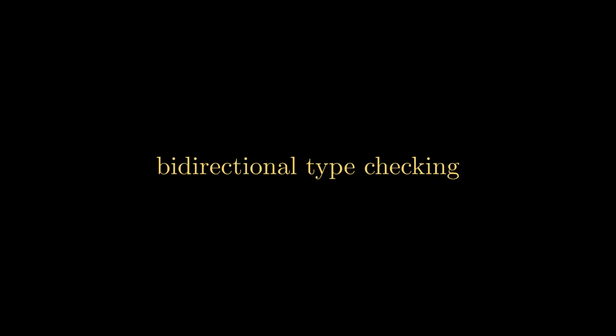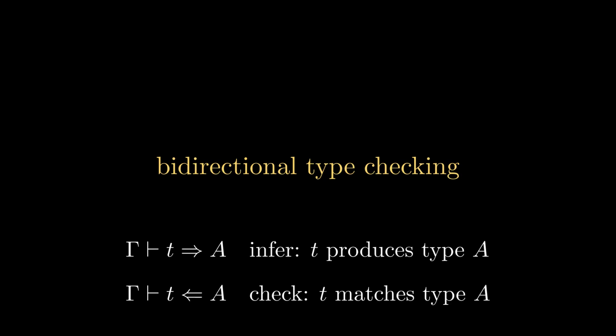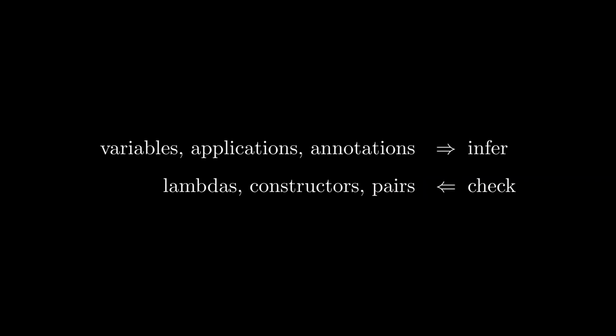Bidirectional type checking takes a different route. Instead of inferring everything, it splits the typing judgment into two modes. Some terms synthesize a type upward. Others are checked against a type that flows in from the context. Variables and applications already carry their type, so they synthesize. Lambdas and constructors need an expected shape to know what they mean, so they run in checking mode.